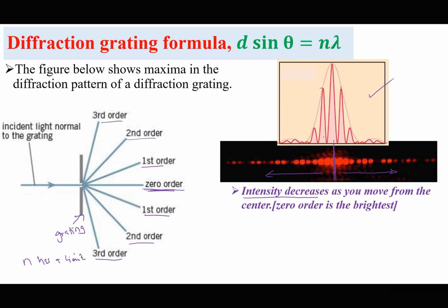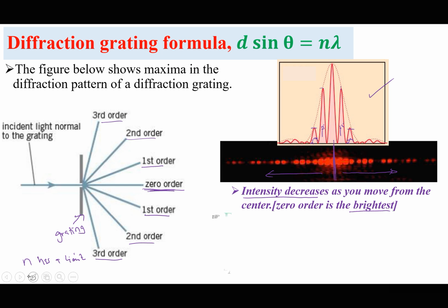Identical orders will have the same intensity. So if this is the first order on the left, this will be the first order on the right. These have the same intensity, and the intensity goes on decreasing. This could be the second order, and the other is the second order on the other side. So as you move away from the center, the intensity decreases. It means the zeroth order is going to be the brightest.